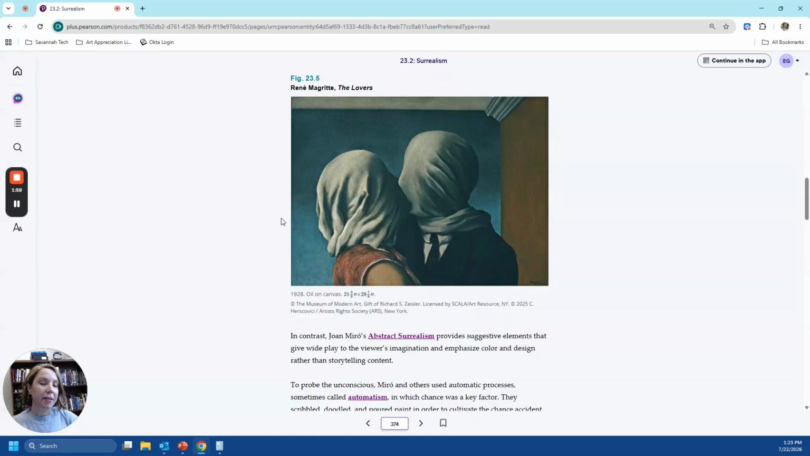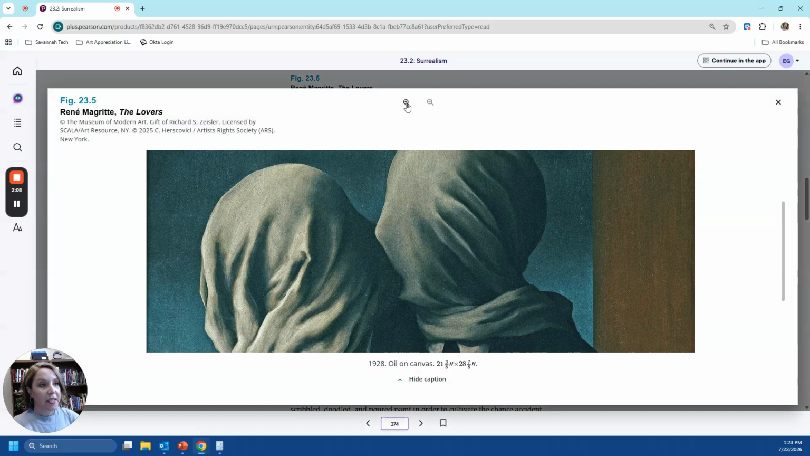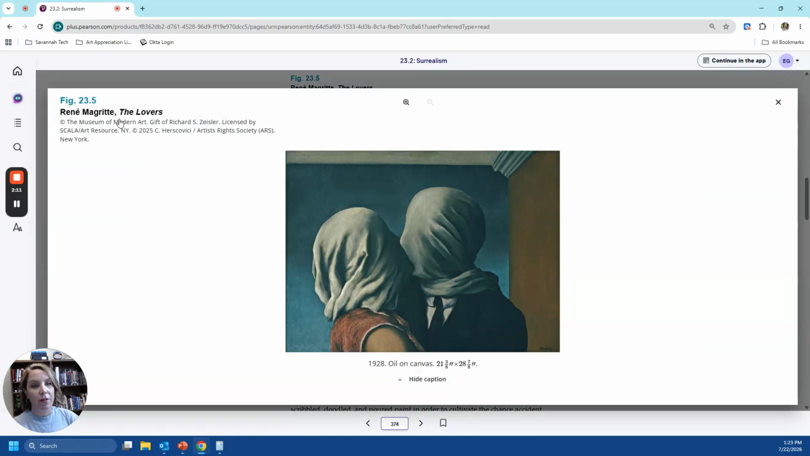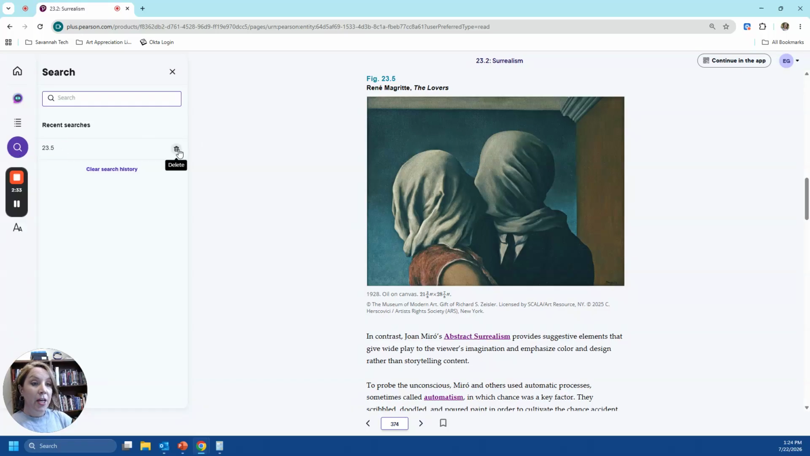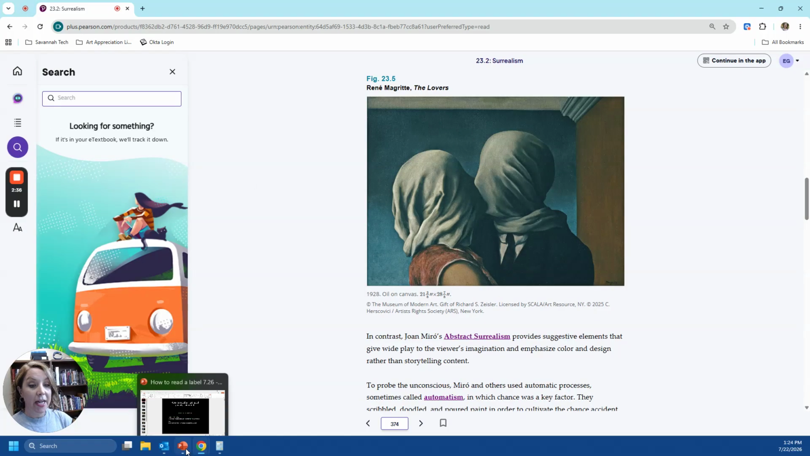The reason why the test questions are phrased as who is the artist of 23.5 instead of who is the artist of this painting or who is the artist of The Lovers 1928, that's something that you could look up in Google. I want you to use the textbook in this class. And so being able to navigate and find images, this is something that I'm going to test you on in your Unit 1 test. So make sure that you're comfortable with browsing the images and using that search function. So now for the information on how to actually understand information like who is the artist, what's the title.